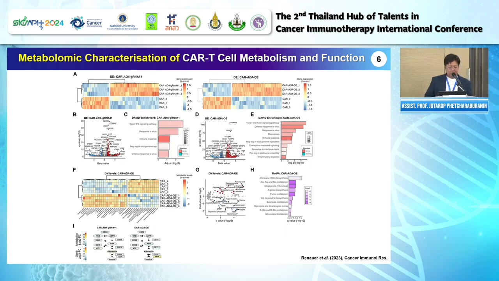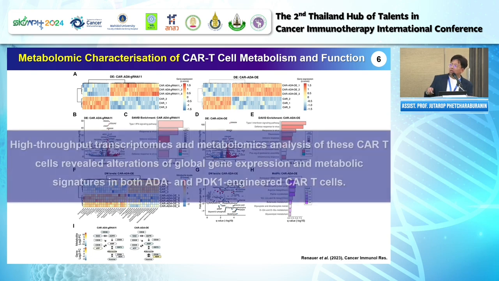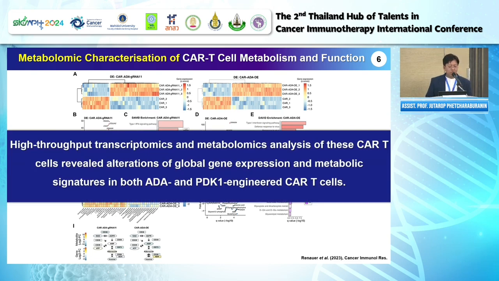And in the models, they also integrate the transcriptome and metabolome to see the highly expressed metabolites and genes that are involved in cell metabolism. Primarily it is the energy metabolism and the nucleotide metabolism, because they believe that these two metabolisms would be involved in cell proliferation, division, and migration. So the high throughput transcriptomics and metabolomic analysis of these CAR T cells reveal the alteration of global gene expression and the metabolic signatures in both ADA and PDK1 engineered CAR T cells.